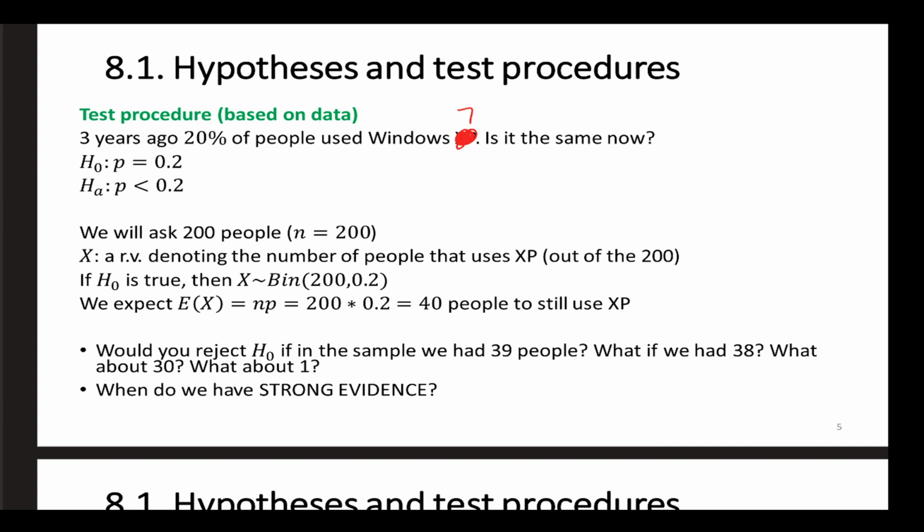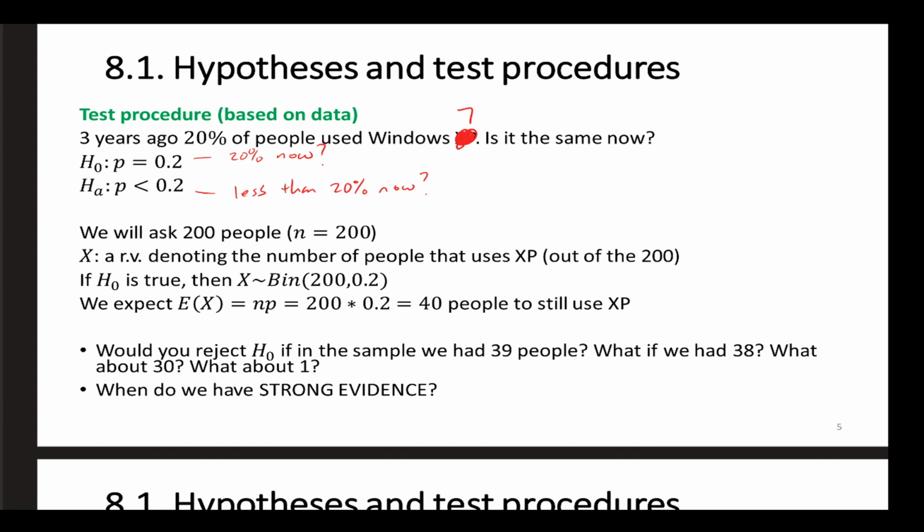So the proportion of people that used Windows 7 was 0.2, or 20% of all the people. The alternative is that we think it's actually less than 20% now. So is it 20% now? Or is it less than 20%? So less than 20% now.